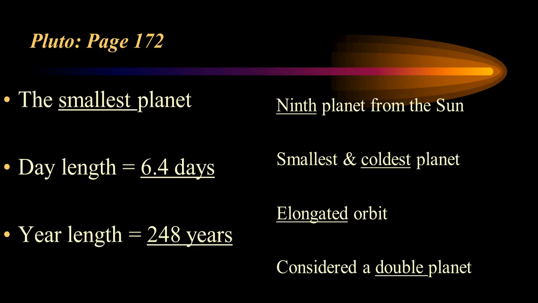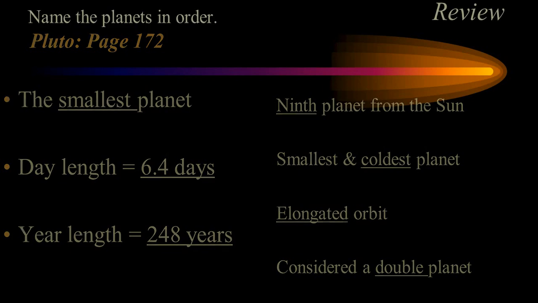Smallest and coldest. It has that weird elongated orbit, and it's considered a double planet because of its orbiting with its moon Charon. It's almost like it's on a stick and it's going around. They're orbiting each other, kind of, so almost like a dual system right there.